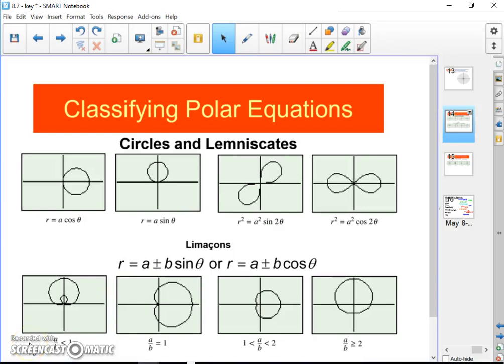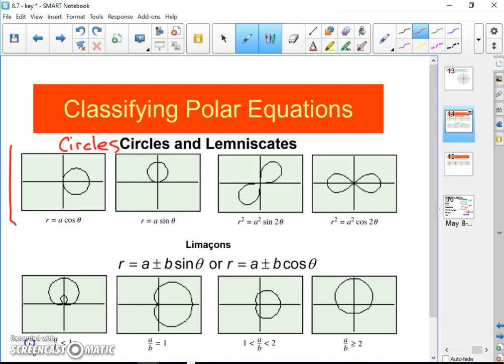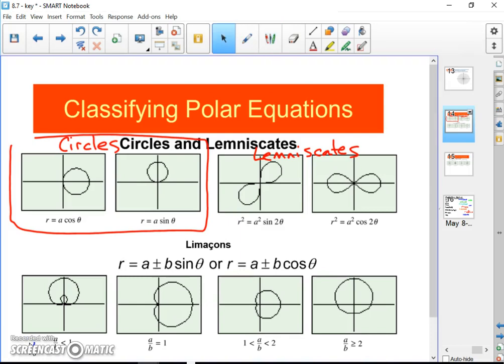If we're going to graph polar equations, it's going to help a lot if we can classify them. So let's look at the different types that we're going to have. We're going to see some circles, and something called lemniscates. Lemniscates kind of look like bow ties. But I guess you need to pay attention to the equations. That's how you're going to tell.